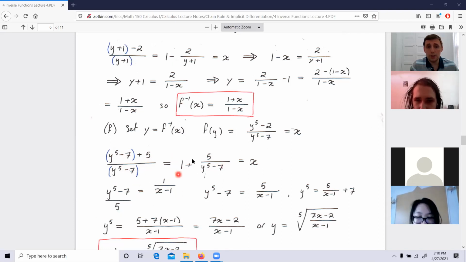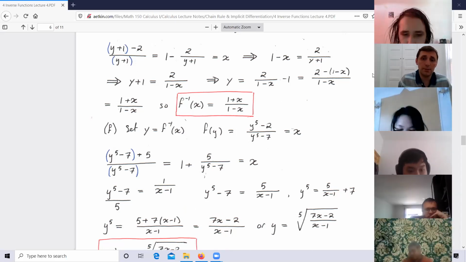So this is x minus 1, and I took reciprocals to get y to the 5th minus 7 on the top. So y to the 5th minus 7 is now 5 over x minus 1, which means y to the 5th is 5 over x minus 1 plus 7, which after combining gives me 7x minus 2 over x minus 1. And all I have to do next is take the 5th root of y. So it's just using those algebraic steps, guys.